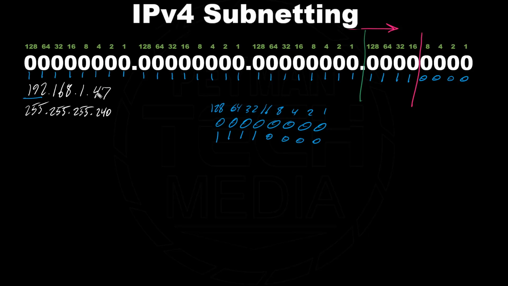Okay, so what was the original question? They gave us this IP address and this subnet mask, and they said, what is this address? Is this a network address, IP address, broadcast address? What is this address? Let's find out. What we need to do, we have to start from the zero network. And what is zero network?